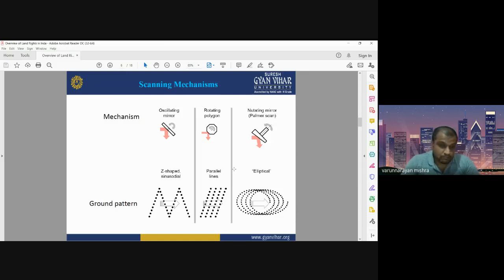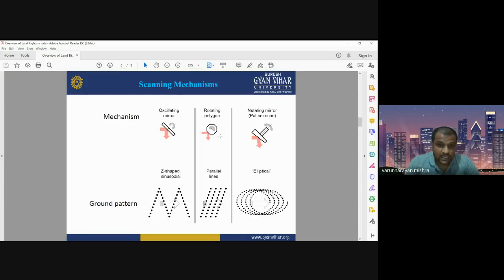Okay, so the mirror which is in the laser system scans the entire terrain in three different modes. Either it may have jet-shaped movement, or parallel lines, or elliptical lines. So how that platform or aircraft moves, in the same way the laser scanner rotates its mirror. Here you can see in figure 1, this is a mirror. Mirror is oscillating in this way.